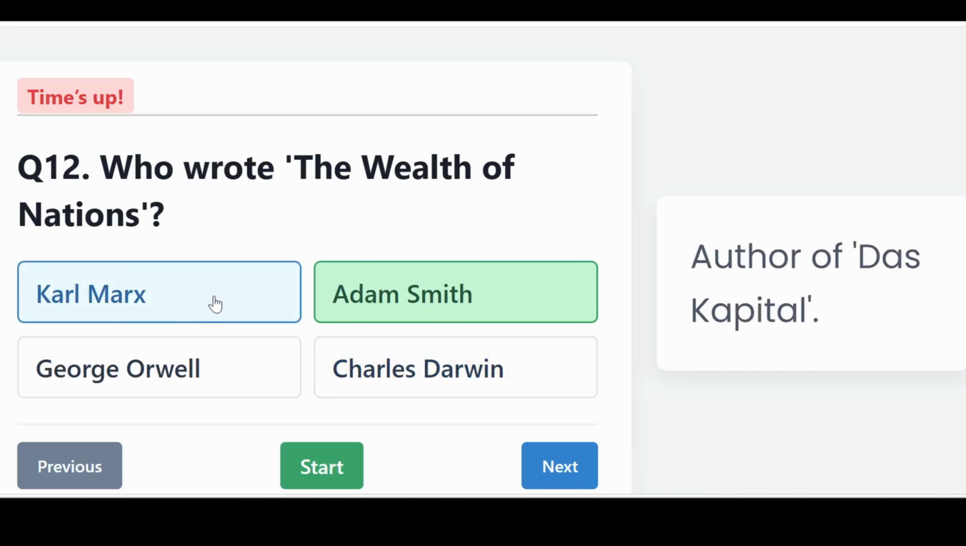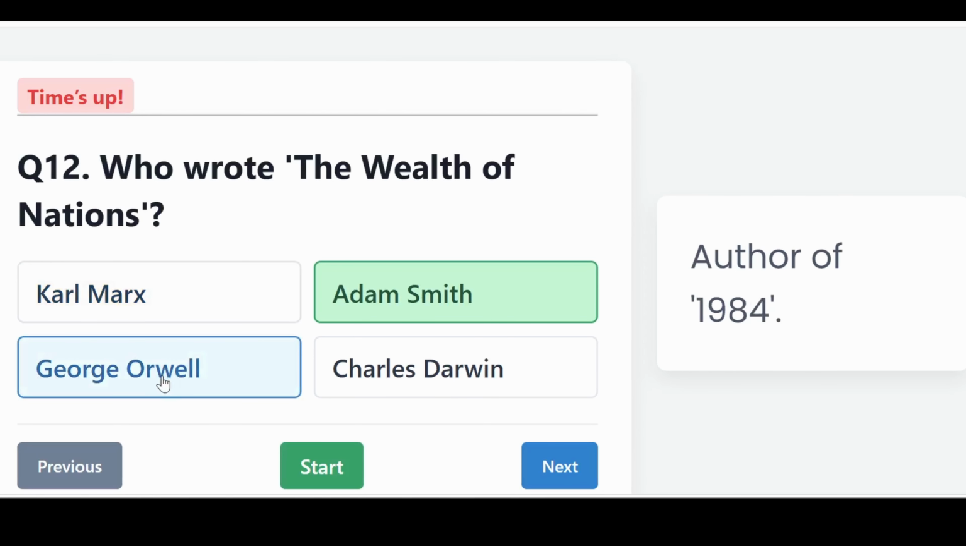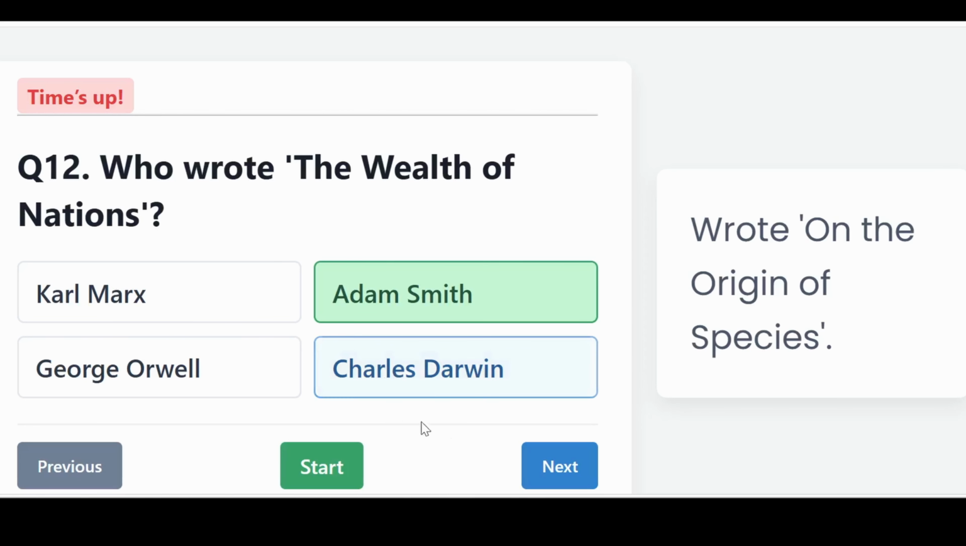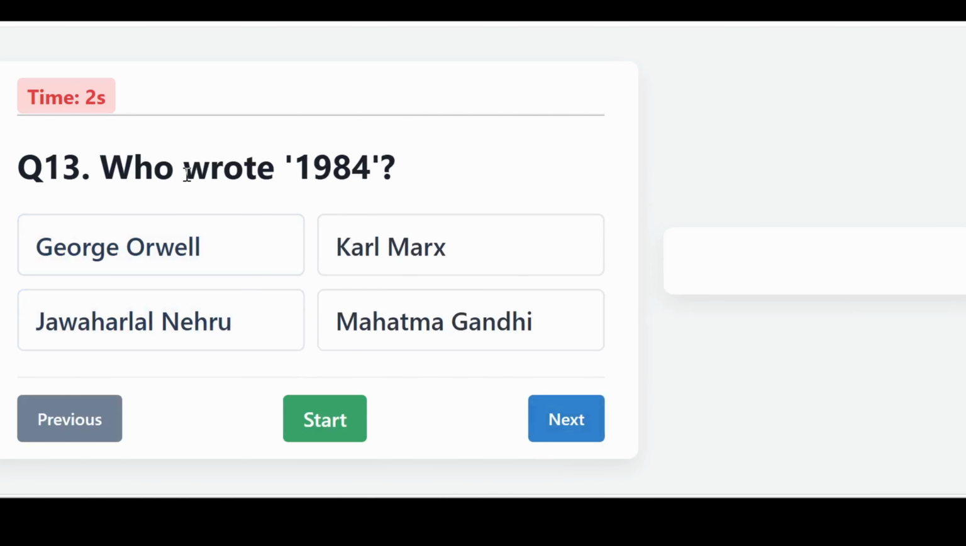Karl Marx is the author of Das Kapital. George Orwell is the author of 1984. Charles Darwin wrote On the Origin of Species. Who wrote 1984? Is it George Orwell, Karl Marx, Jawaharlal Nehru, or Mahatma Gandhi?